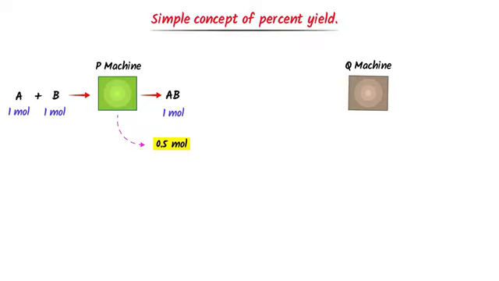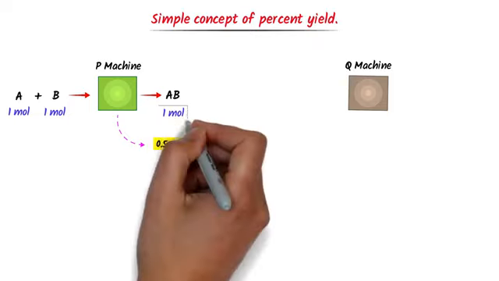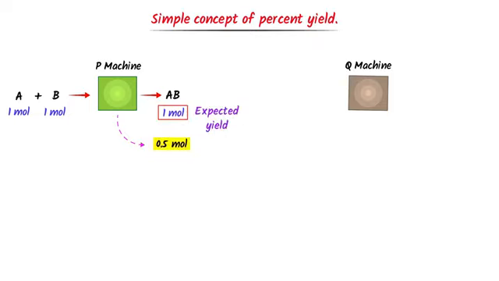Now listen carefully. I was expecting that this P machine would give me 1 mole of AB product, but it produced only 0.5 mole of AB product. Let me repeat it. I was expecting 1 mole of AB product, but it produced only 0.5 mole. So this 1 mole of AB product is called expected or theoretical yield or expected output, while this 0.5 mole of AB product is called actual yield or actual output.